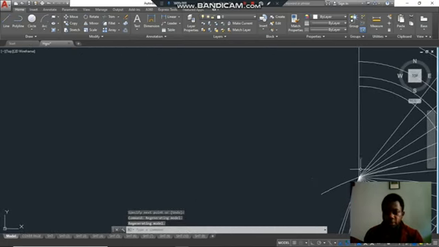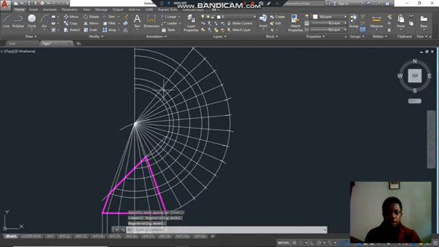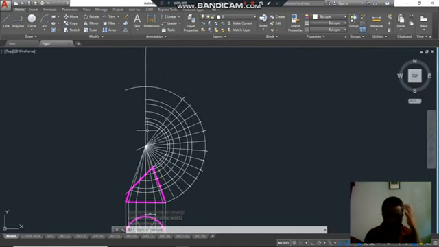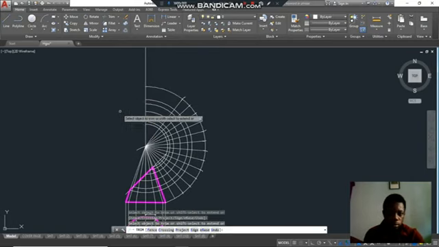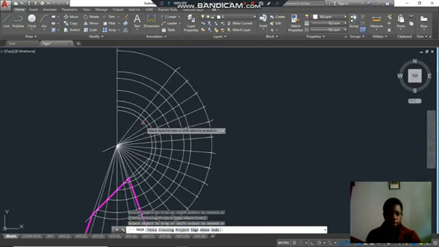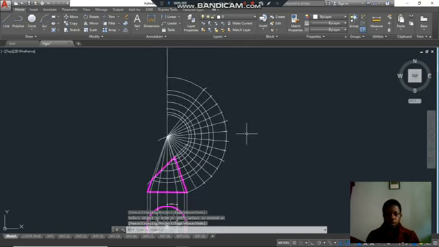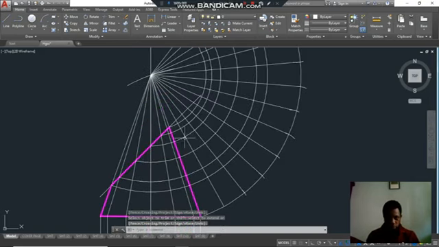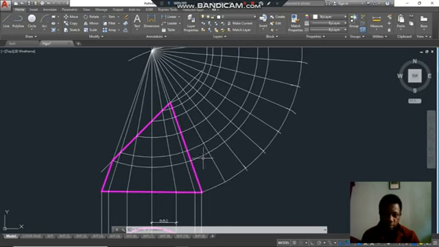Okay, at the end you have something that looks like this. So I'm going to pick this line from here to here, which is our starting point.